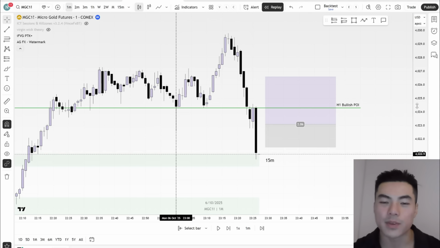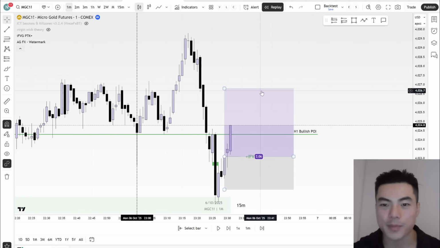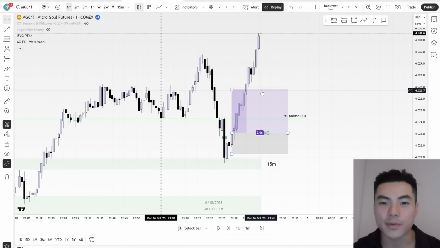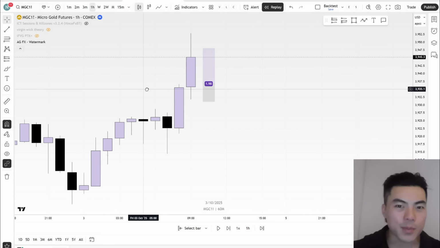Boom, into the M15 fair value gap. IFVG confirmed. Enter there, stop loss just down there, targeting 2R. Beautiful. Very nice. All right, another example here.